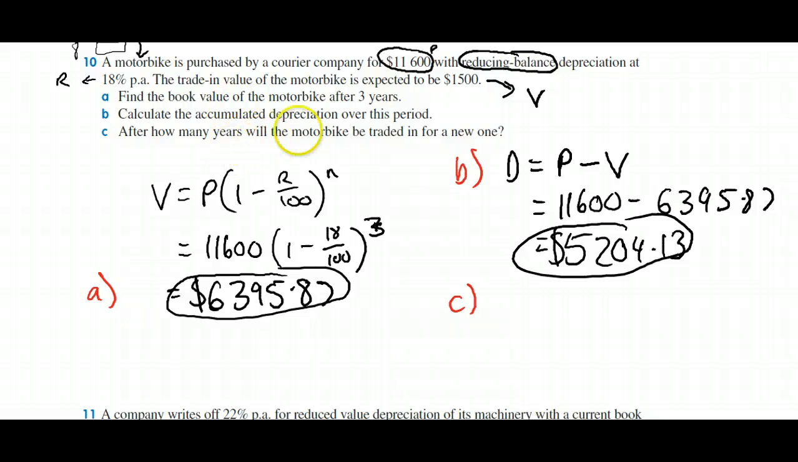Okay, then finally, after how many years will the motorbike be traded in for a new one? Okay, so in this case we're trying to work out an amount of time. In other words, N is going to be the thing we don't know, in which case we have to know everything else. We have to know P, R and V. And earlier on we saw that 1,500 was the book value at the end of the motorbike's life, or when it's traded in. So that's going to be our value for V.